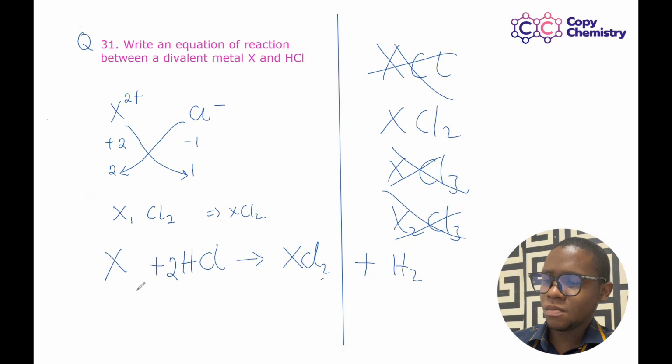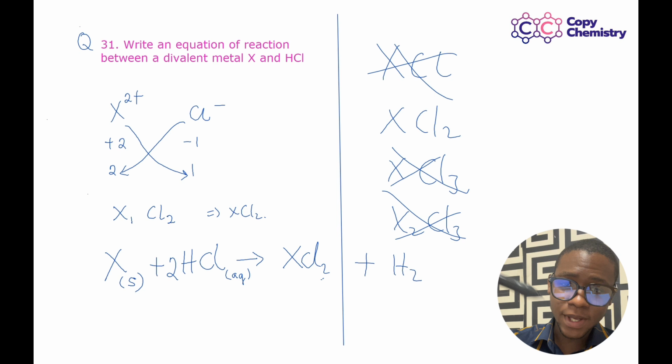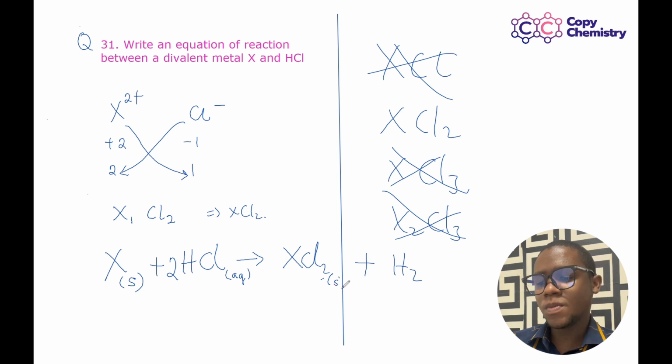And just to give it more context, the metal will be solid in this case, and the HCl will be the aqueous solution. Then you drop the metal in, right? And then the hydrogen is produced. So what would you form? XCl2. This one should be a solid. That's the metal chloride, a solid there. And your H2 should be gaseous. So you can write it this way, okay? And this is your equation of reaction between a divalent metal X and HCl.